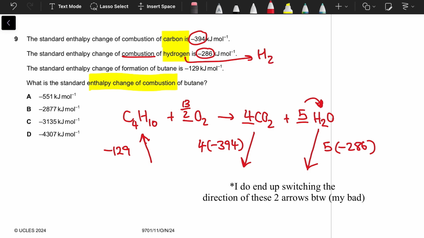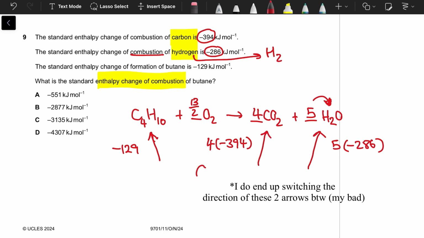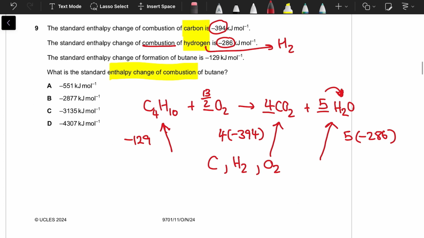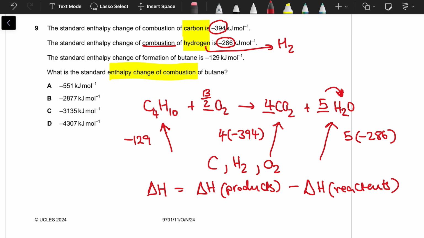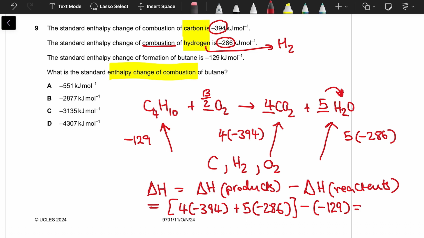Hydrogen has 2 hydrogen atoms, so all these have been made from C, from H2, from O2. Okay? Now, to find the enthalpy change, you have to do the enthalpy of the products minus the enthalpy of the reactants. 4 times negative 394 plus 5 times negative 286 minus negative 129. You get negative 2,877 kilojoules per mole. The answer thus is B.